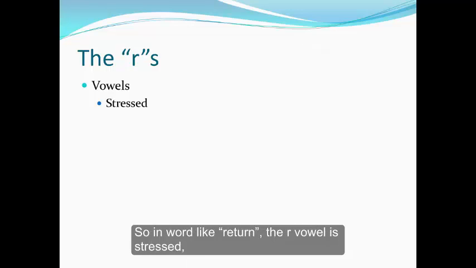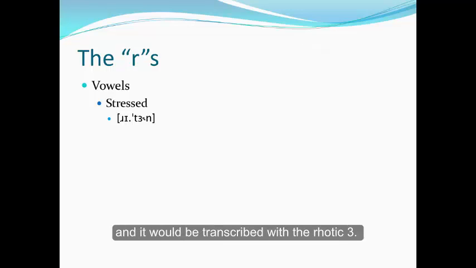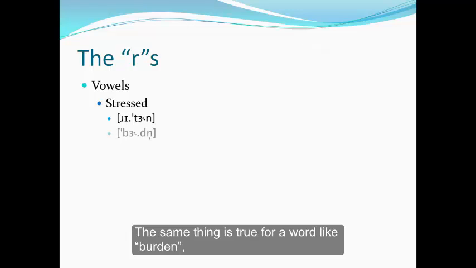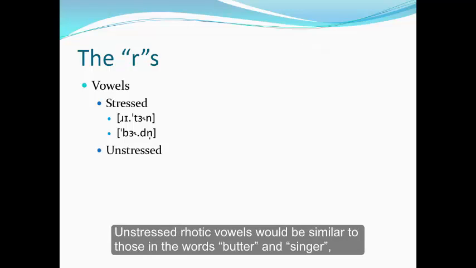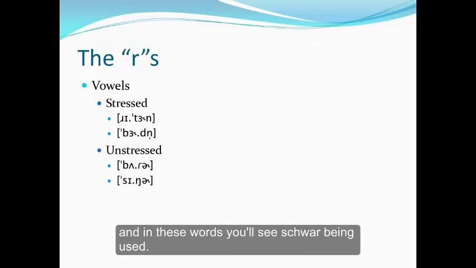So, in a word like return, where the vowel is stressed, it would be transcribed with the rhotic 3. The same thing is true for a word like burden, where the stressed rhotic vowel is in the first syllable. Unstressed rhotic vowels would be similar to those in words like butter and singer, and in these words you'll see R-schwa being used.